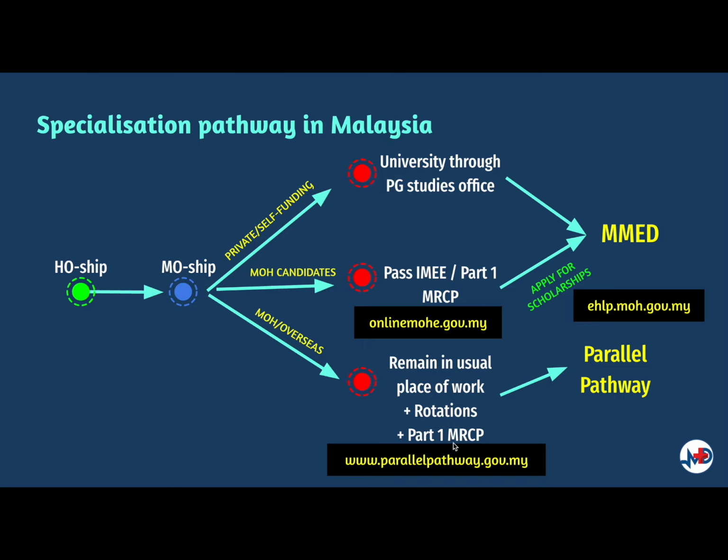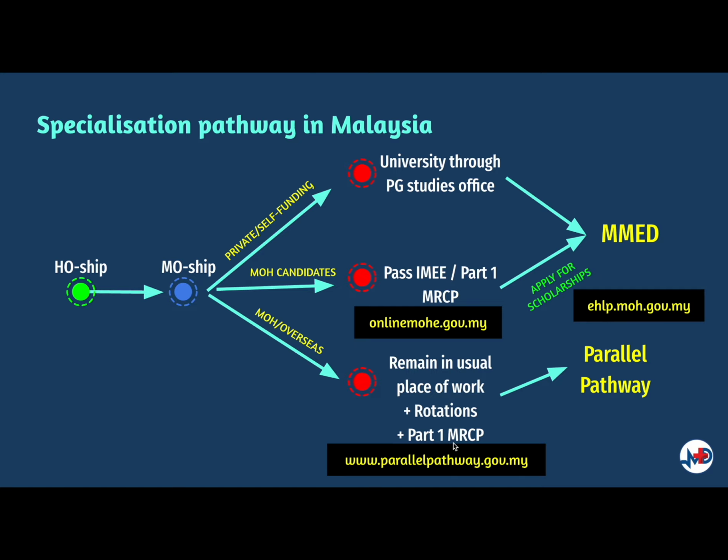While awaiting confirmation of their scholarship application, they must apply directly to the Ministry of Education to enter the Master's Training Program. There will be an interview before the final selection is made. Alternatively, one can opt for the parallel pathway training and remain in his or her usual place of work with attendance to various rotations as stipulated by the training requirements. He or she must also have completed the Part 1 MRCP examination and register with Bahagian Perkembangan Latihan.